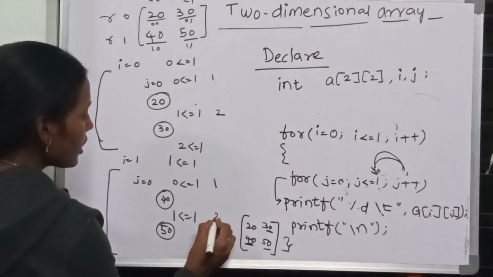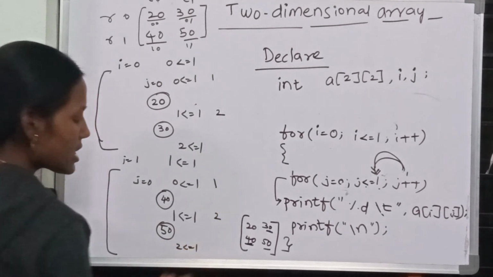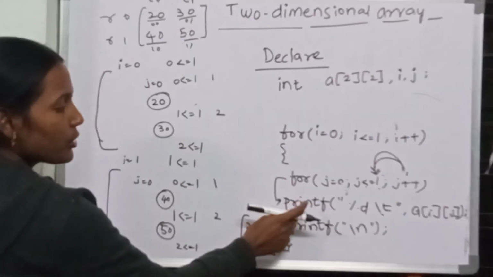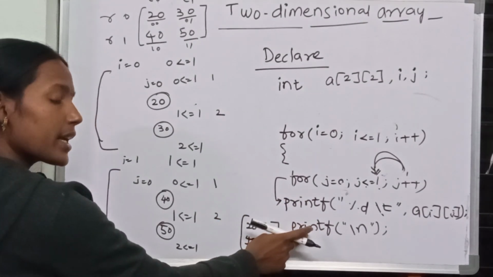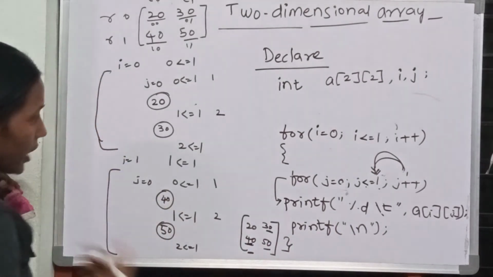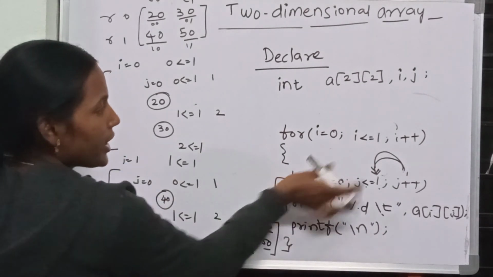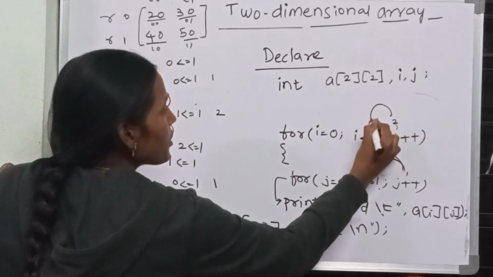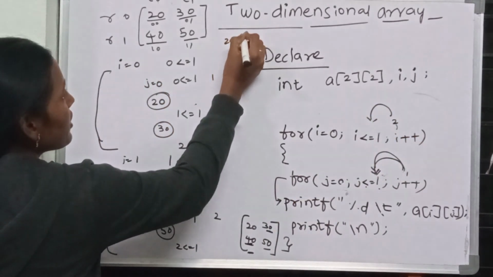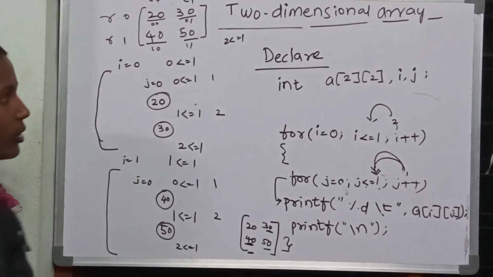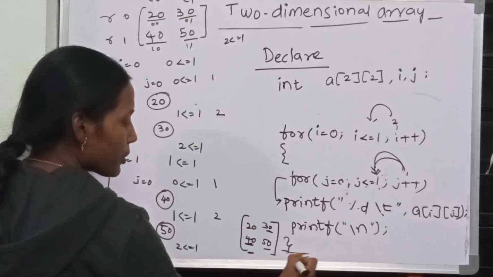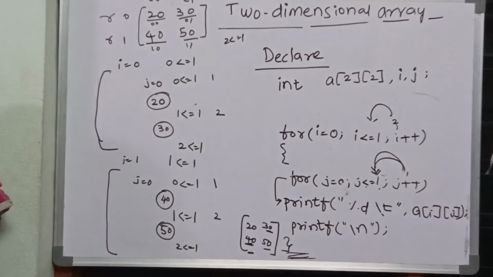Next j becomes what? 2. Is 2 less than or equal to 1? Condition false. If condition false, control never enters into this. It will go to the next statement of the for loop. Here the control comes to the new line. Now this block is completed. Now 2 less than or equal to 1 for the case of i? No. So control never enters into this block. Whatever statements we are writing in the program over here, that will be executed.